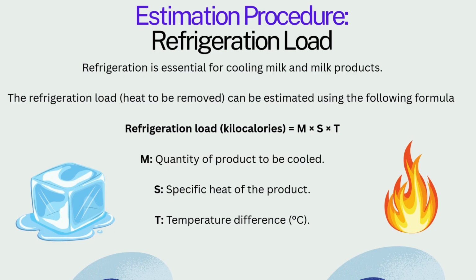M is the quantity of the product to be cooled. S is the specific heat of the product. And T is the temperature difference in degrees Celsius.